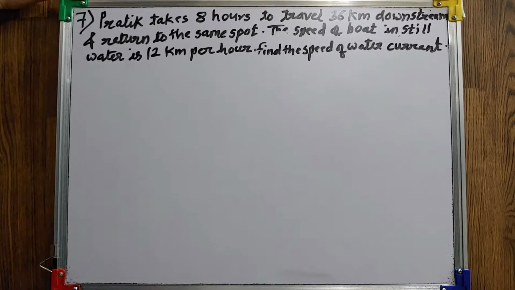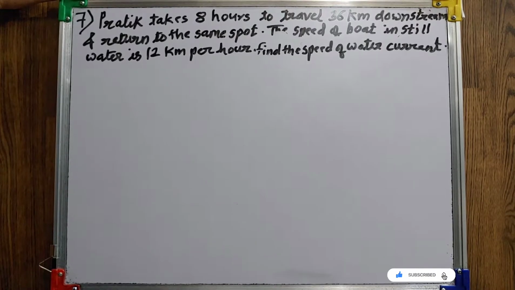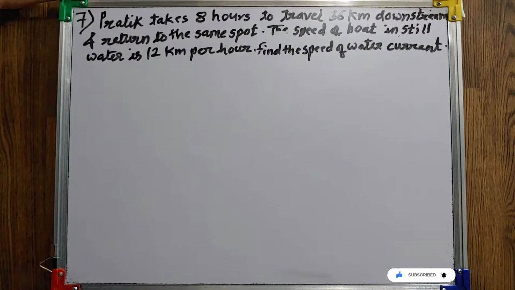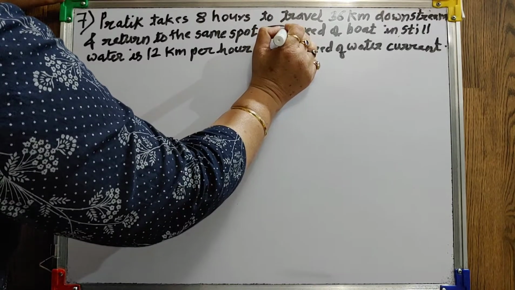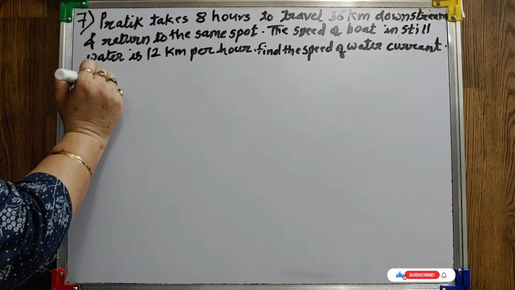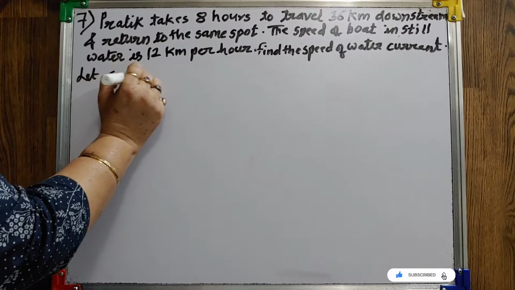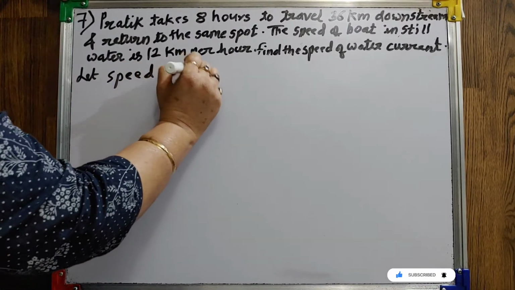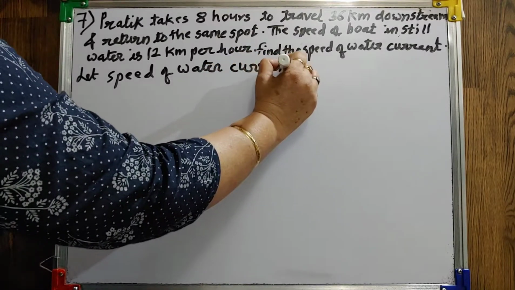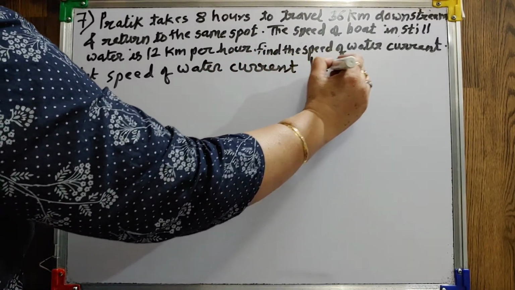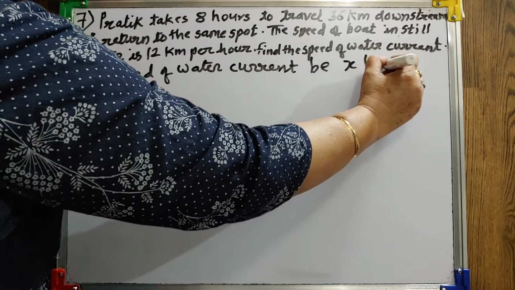Students, listen. Pratik takes 8 hours to travel 36 km downstream and return to the same spot. The speed of the boat in still water is 12 km per hour. Find the speed of water current. So we will consider this. Let the speed of water current be x km per hour.